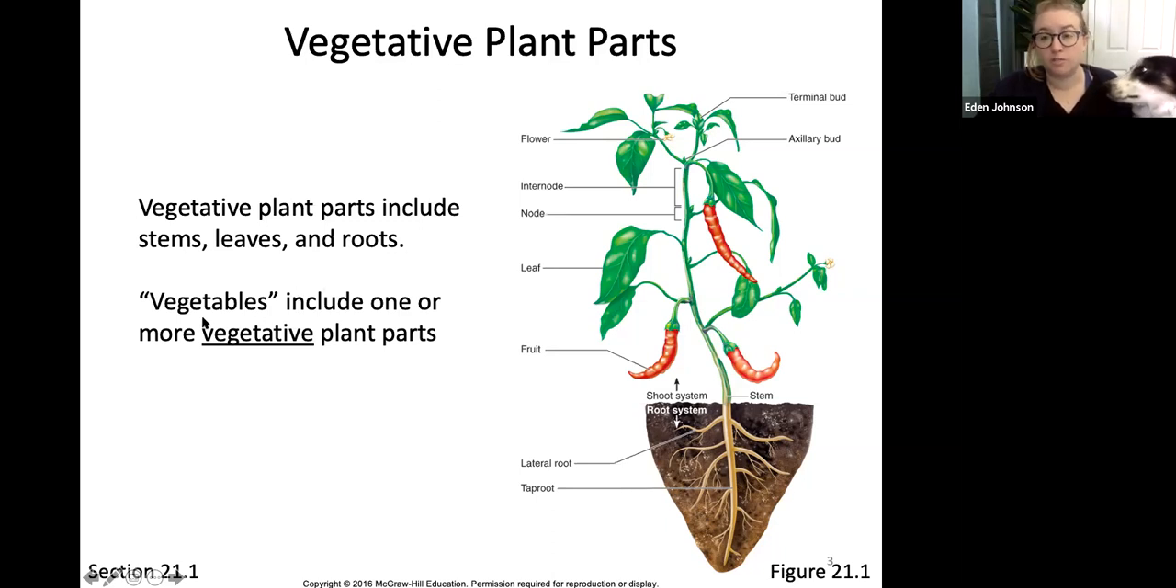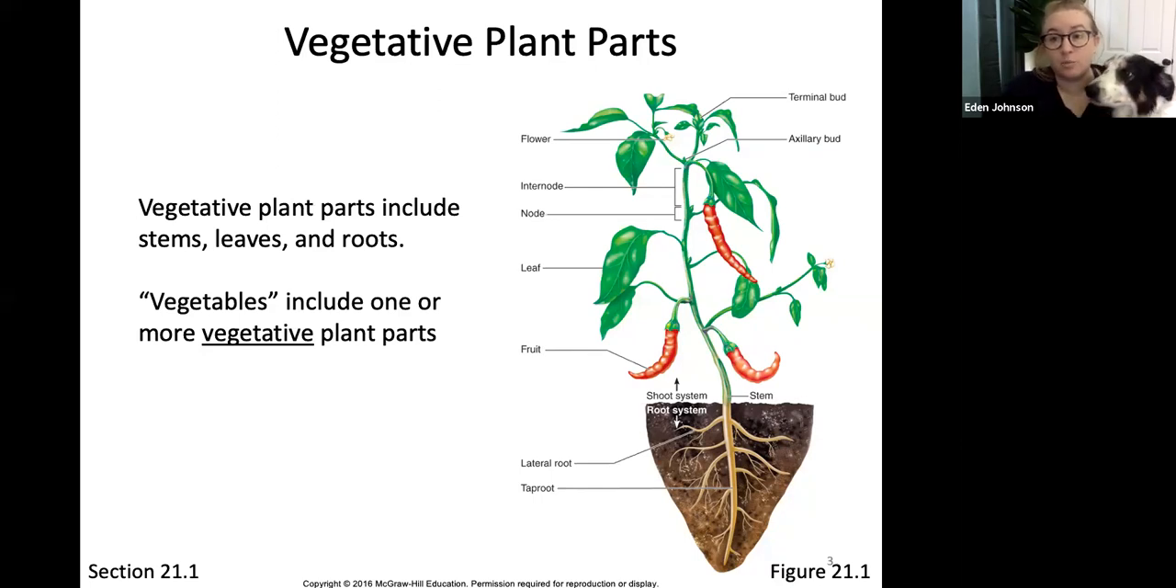And vegetables, if you think about vegetables in your diet, those are going to include one or more vegetative parts from a plant. So if you're thinking about spinach, what vegetative plant part is it? Could be leaves. If you're thinking about celery, what vegetative plant part are you eating? The stem. If you're thinking about a potato, is that a fruit or a vegetable?